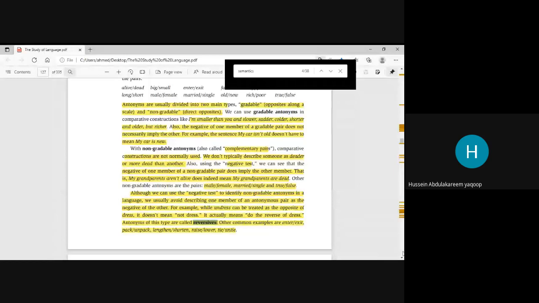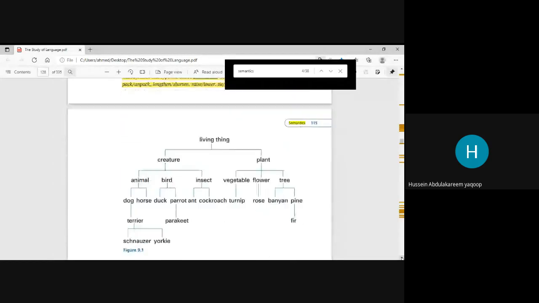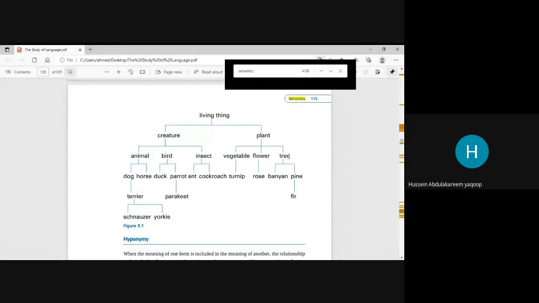So I think this is enough for today. Next time, before I end the session, here we have what? We have a table, and this table is the framework, the division or classification of the nouns that we were studying in terms of semantic relationships. We have living thing, under which we have creature and plants.